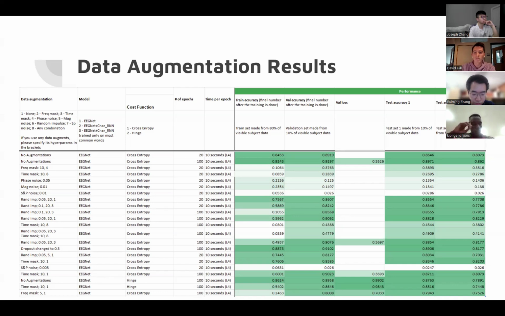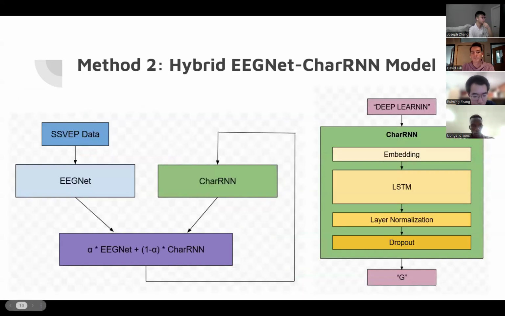Frequency masking, salt and pepper noise, phase noise, and magnitude noise all perform very poorly. Random impulse addition did not significantly improve or diminish performance on the validation and test 1 datasets. However, it made the test 2 accuracy worse, indicating that it actually affected the generalizability of the model, but not in the way that we had hoped.